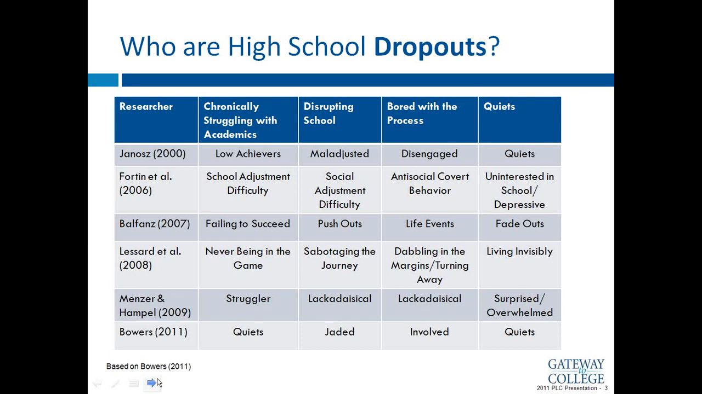We see Fortin et al., also up in Canada, actually looked at a sample of students coming from risky environments and came up with some pretty similar groups. Also found 4 groups: an academically challenged group, a group that was challenged more with socially adjusting to school, the antisocial covert behavior group, you can tell that he's a psychologist, and students who were just uninterested in school.